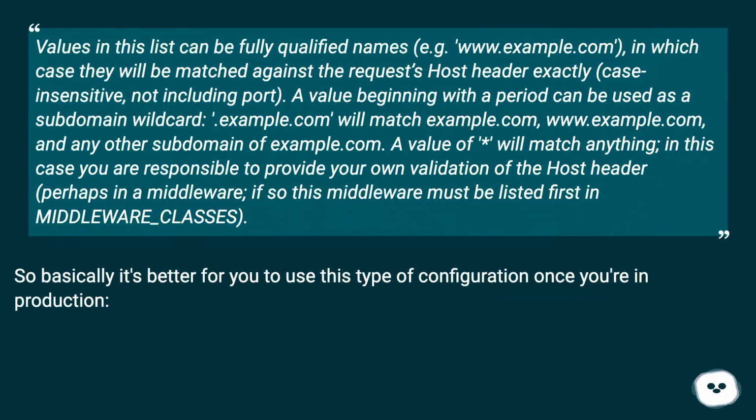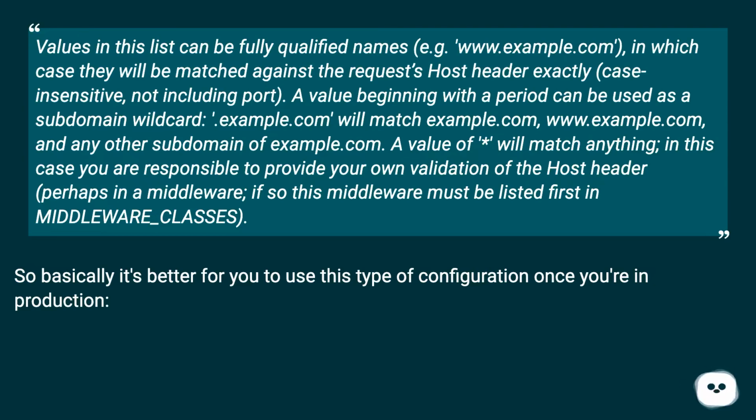Values in this list can be fully qualified names, e.g. www.example.com, in which case they will be matched against the request's host header exactly, case insensitive, not including port. A value beginning with a period can be used as a subdomain wildcard. .example.com will match example.com, www.example.com, and any other subdomain of example.com.